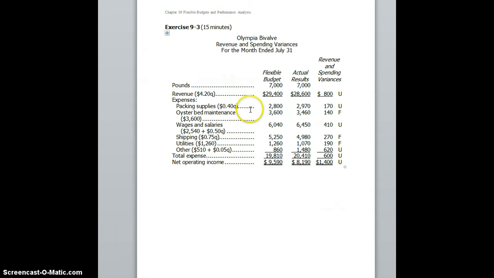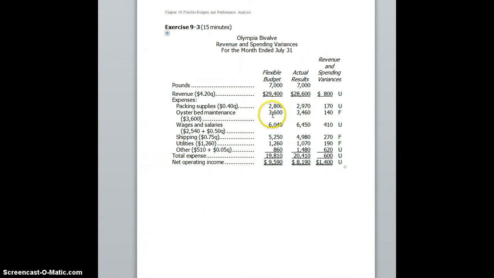When we look at expenses, we go through and subtract the actual results from the flexible budget, and we determine a variance all the way on down. For packing supplies, we have a $170 difference. Our actual results for packing supplies are greater than the flexible budget, so that is an unfavorable variance. Whenever the actual results of an expense are greater than the flexible budget, that is an unfavorable variance.